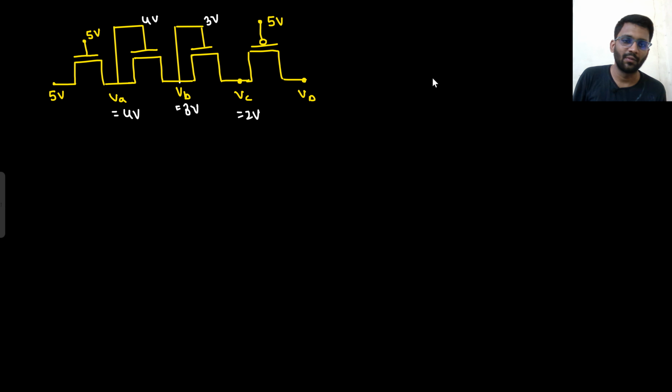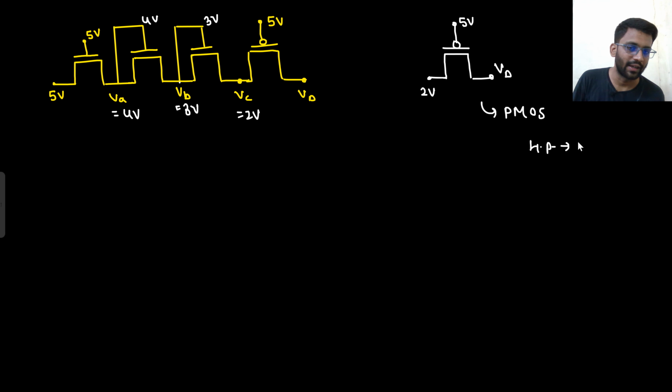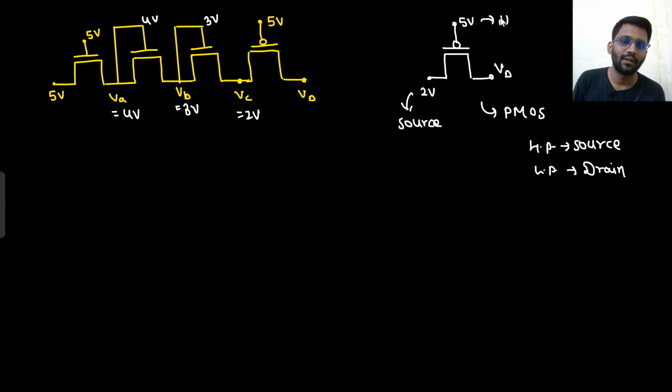Now this is the scene. What is the scene here? This is your 5 volt. This is your 2 volt, and this is your VD, right? What is this? This is PMOS. In case of PMOS, higher potential is source and lower potential is drain, right? In case of PMOS, this is the same. So this is the source, this is the drain. Current will be flowing from source to drain. So basically this is your source and this is your drain.